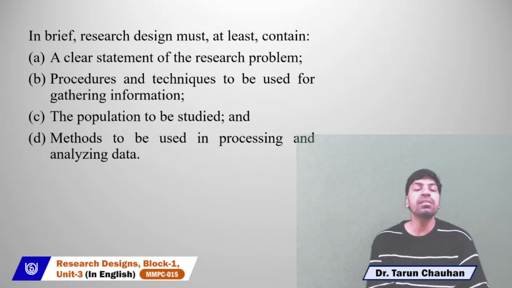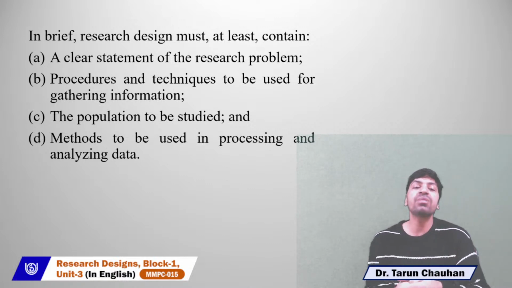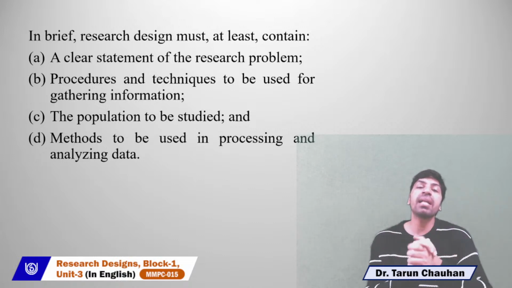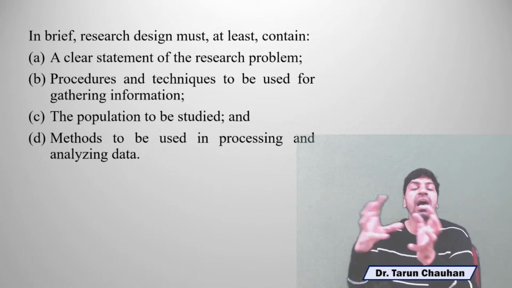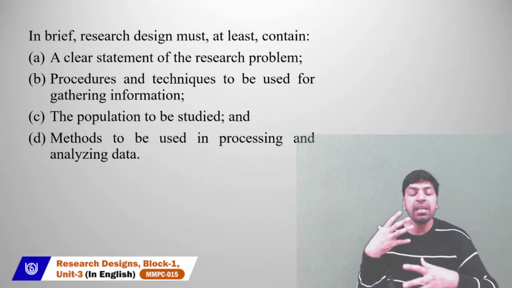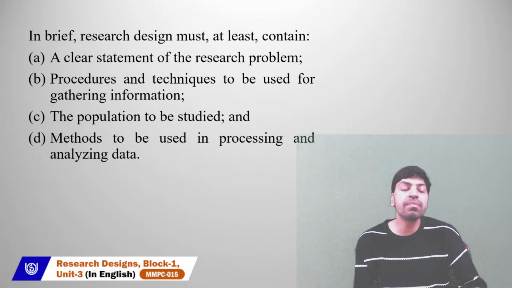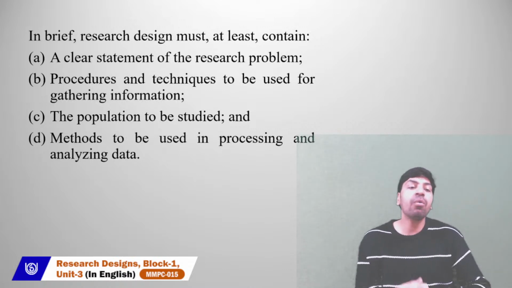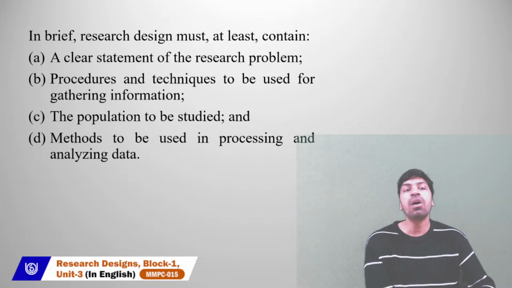Next one is the methods to be used in processing and analyzing the data. What could be the methods to be used in processing and analyzing? What statistical software tools will be used? How will such tools analyze? What would be the methods? Statistical methods and tools will be used in analyzing the data, and that leads to the ultimate results of the study, and through the results it could be interpreted based on the objectives and the problems, and how it could be analyzed and interpreted. That is the most important part of the research design.